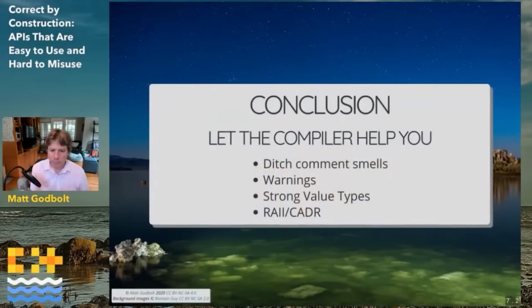But just to quickly go over these, look for those comment smells. Try and find a way to phrase what would be a message to a human into a message to the compiler. Sometimes you can get rid of the human message because the compiler message is good enough for both of you. Other times you still need to have an explanation of why.